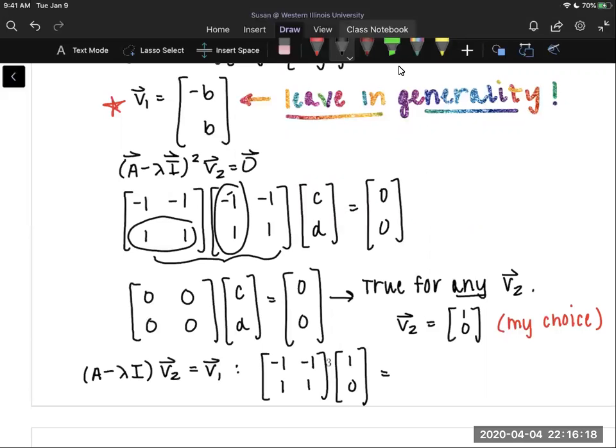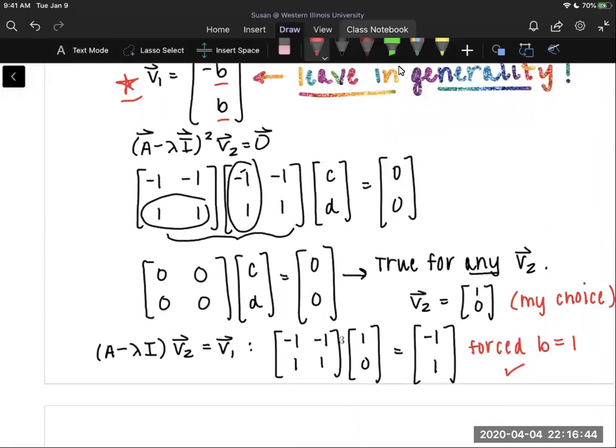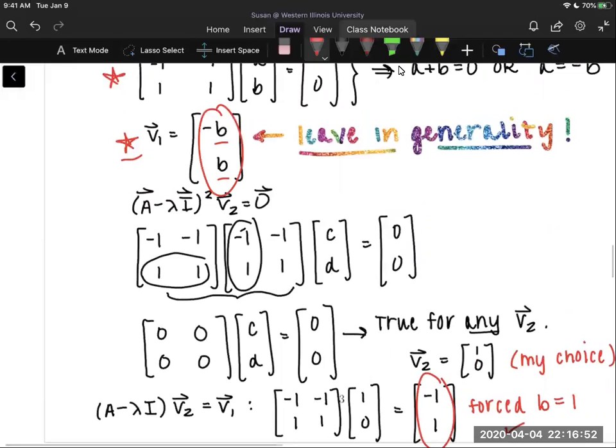So let's carry out this multiplication. This is going to be a -1 plus 0 and a 1 plus 0. So in other words, this forced B to equal 1, if you look back up at this guy right here. Okay, so that's good. This is a nice checkpoint to say, look, when I multiplied A minus lambda I times V2, I did in fact get a vector that was of the correct form for V1. So that's always a good sign.